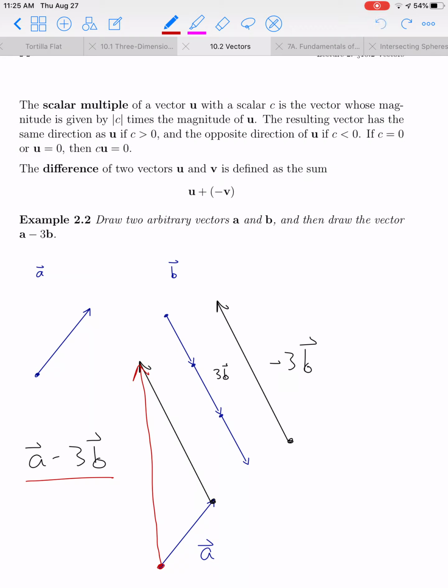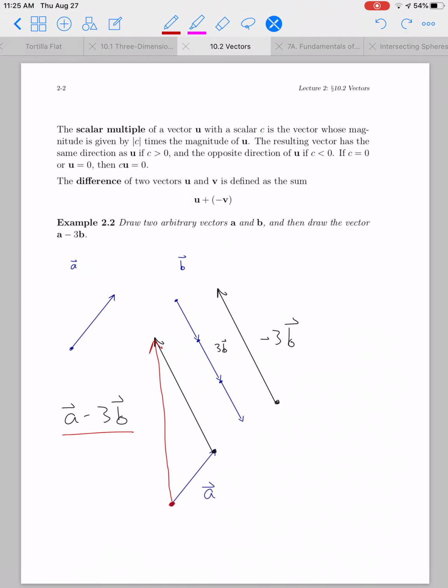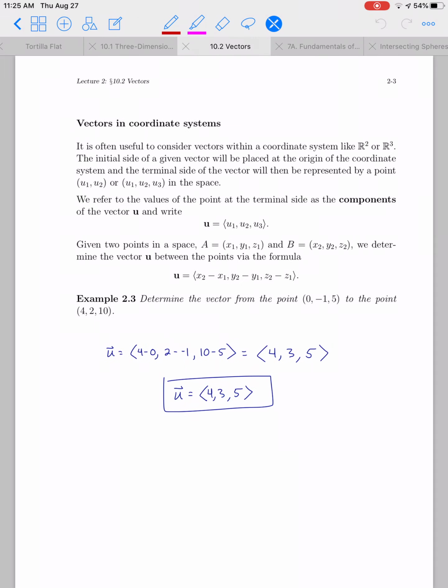Scalar multiples are just either pointing the vector in an opposite direction or just changing the length of that vector. So pretty simple geometric concepts.